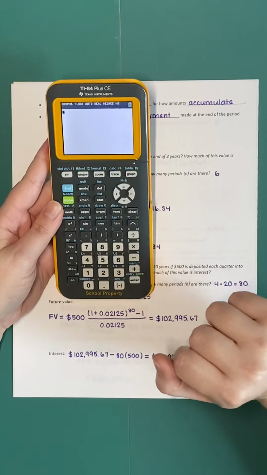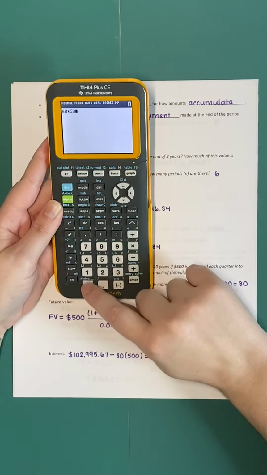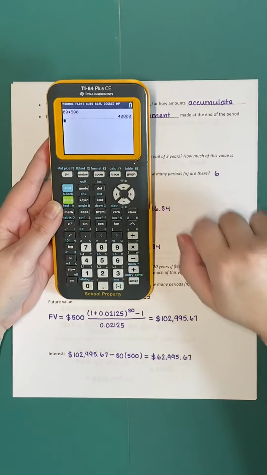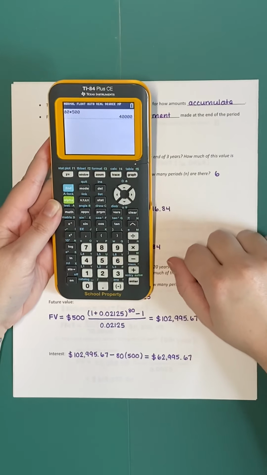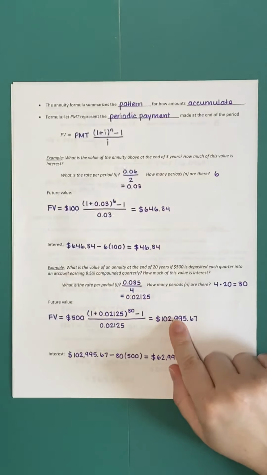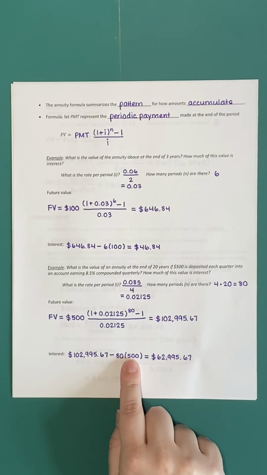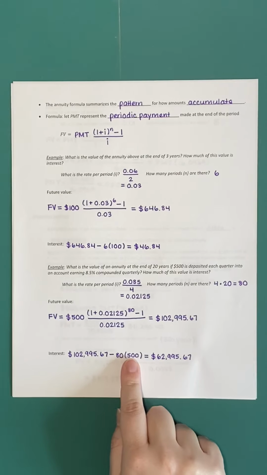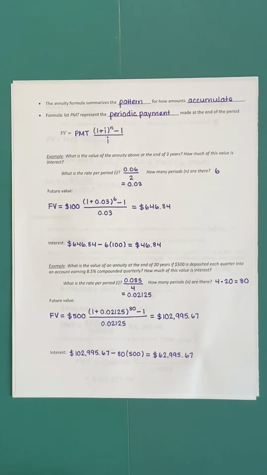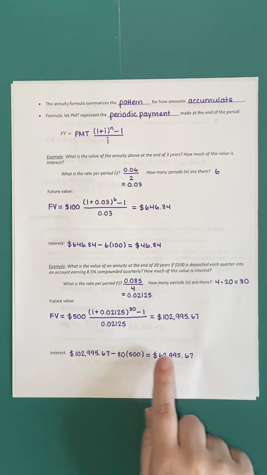Well, let's think about how much money we deposited. So we made 80 deposits in total, and each deposit was worth $500. So we made a total of $40,000 in deposits. Now this number is starting to look a little bit more realistic, right? Well, this is the value of the account, and then if we subtract how much is represented as our money we deposited in the account, the difference is going to give us interest, and in this case, that's going to be $62,995.67.